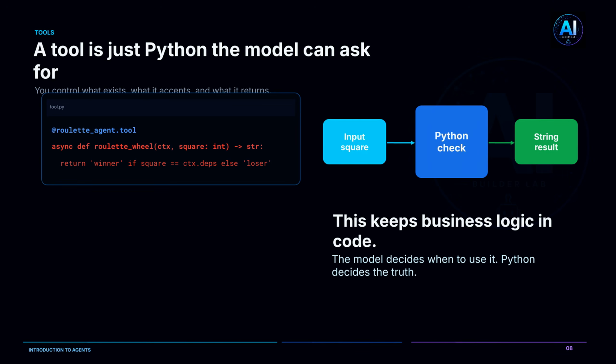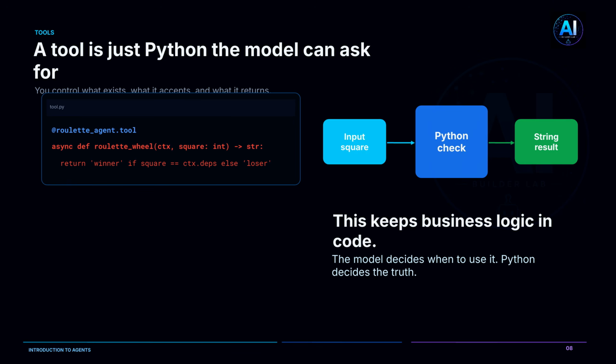The decorator is what turns a normal Python function into a tool. That's the most important idea here. A tool isn't a prompt. It's your actual code. The model can decide to use it, but the logic lives entirely in Python. In this case, the logic is simple. You compare the square the customer chose with ctx.deps. If it matches, you return winner. If it doesn't, you return loser.